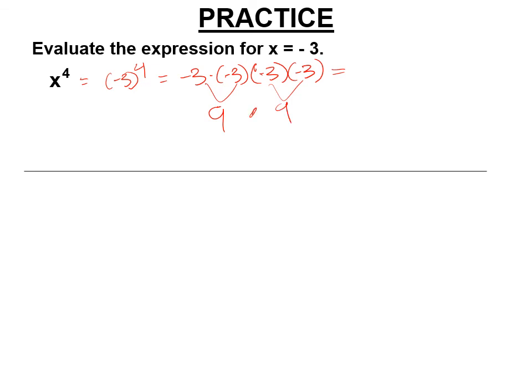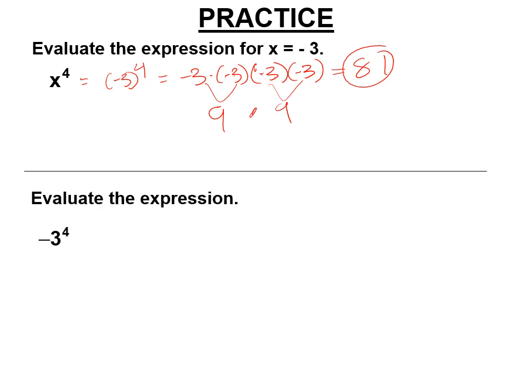So I'm going to do that. Negative 3 times negative 3 is positive 9. Negative 3 times negative 3 is positive 9. 9 times 9, 81. If you do it the other way, you get 3 times 3 is 9, times 3 is 27, and 27 times 3 is also 81. But 4 negatives, an even amount of negatives, make a positive answer when you multiply.